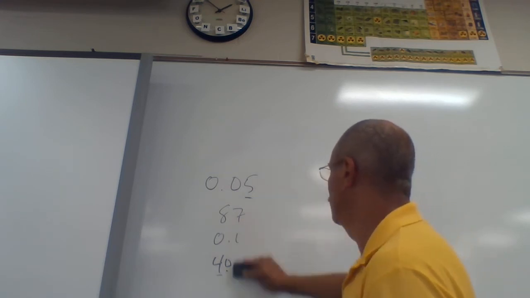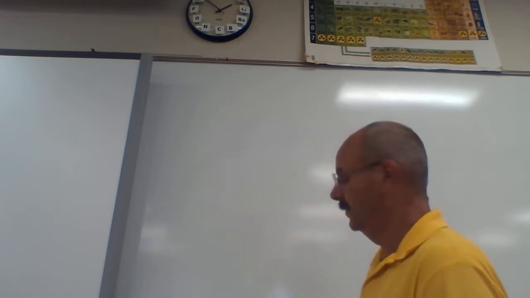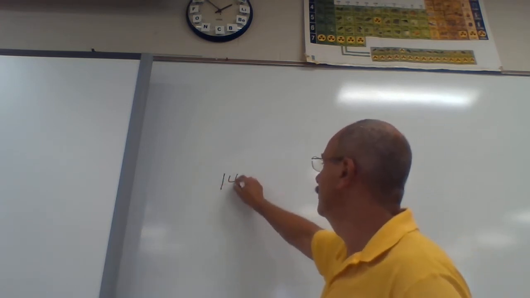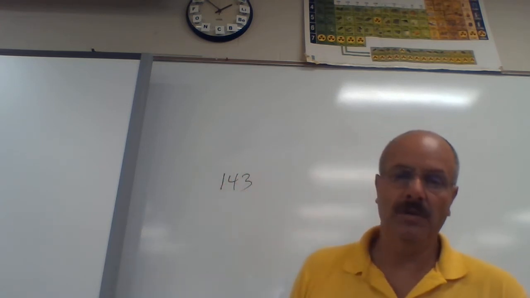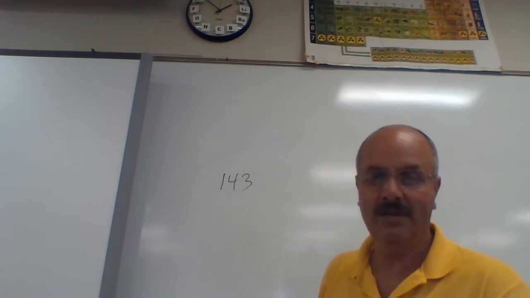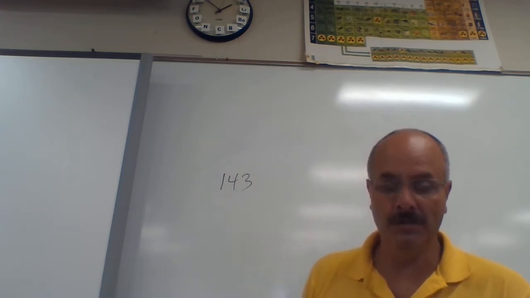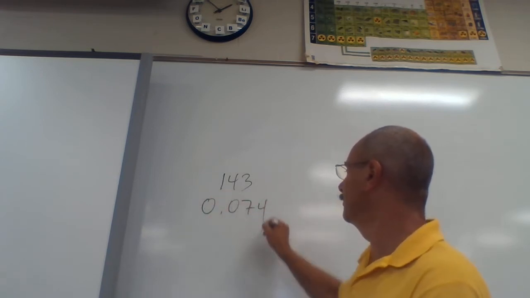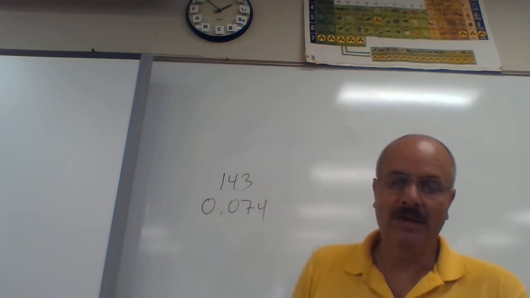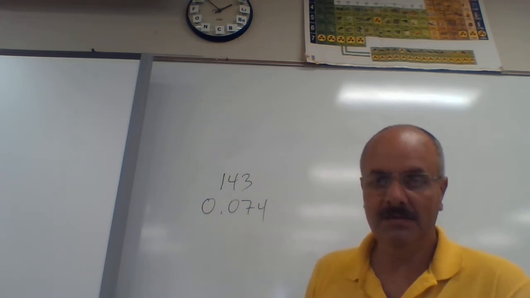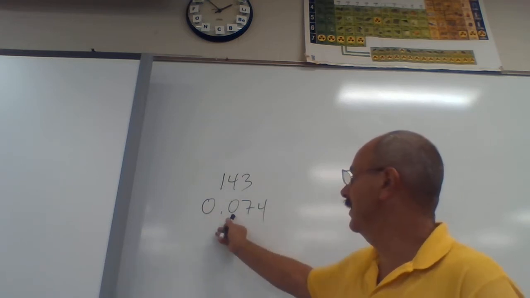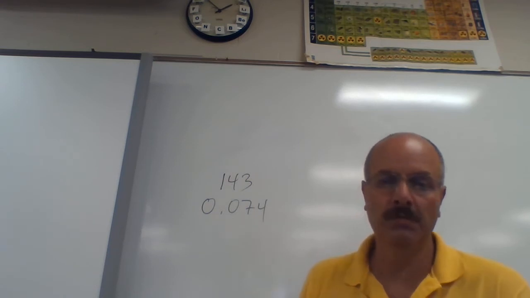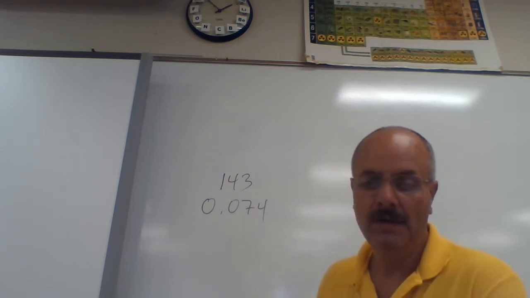Now we go on to the next one. Number 2, letter A. How many significant figures in each one of these? First one's got 143 grams. All 3 of those are non-zeros, so this guy has 3 significant figures. Second one, we got 0.074. Right, the 7 and the 4 are significant because they are not zeros. These 2 zeros out in front, they are in front of the number, so they are not significant. So this one has 2 significant figures.